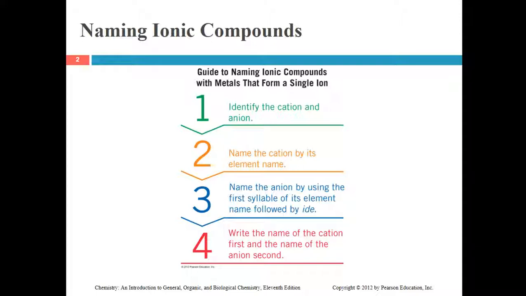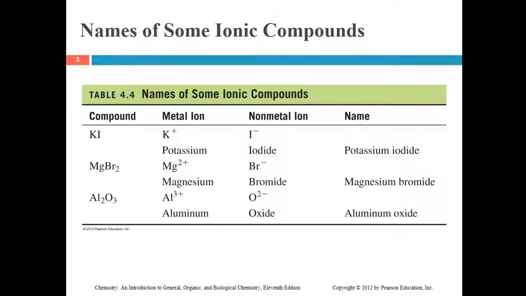First, we identify the cation and the anion. Step 2, the cation is given by its elemental name. Number 3, we change the name of the anion by dropping the end of it and adding "-ide." Number 4, we put it all together, making sure that the cation is first and the anion is second. As we look at this table, here are some examples.